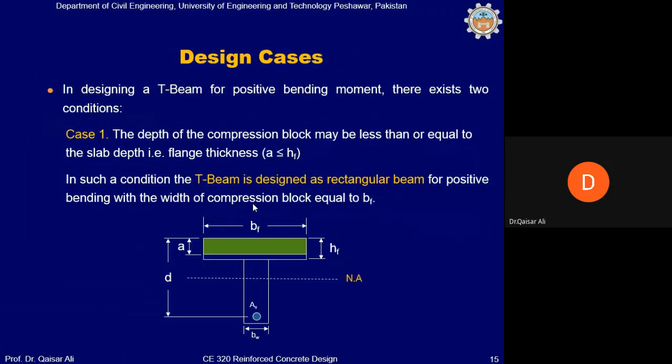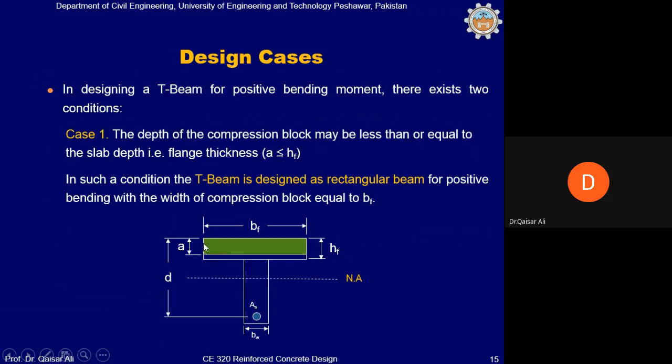Now the design cases, we will discuss the design cases. In designing a T-beam for positive bending moment, there exist two conditions. Case number 1. The depth of the compression block may be less than or equal to the slab depth. A is less than or equal to HF.